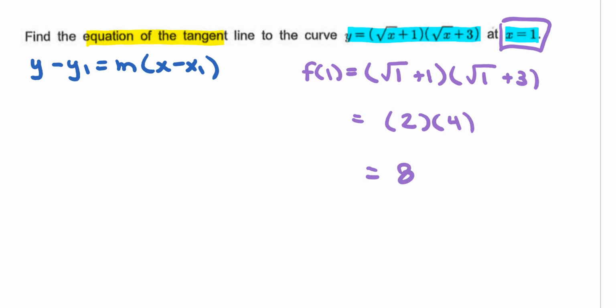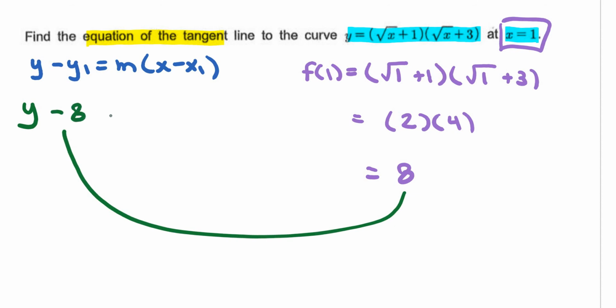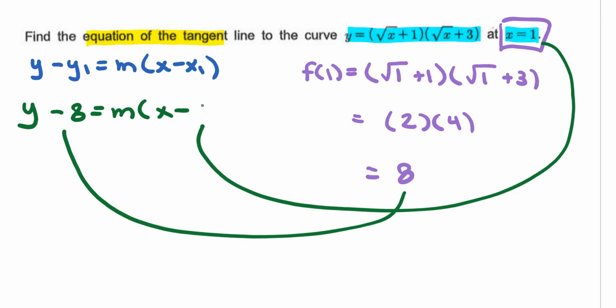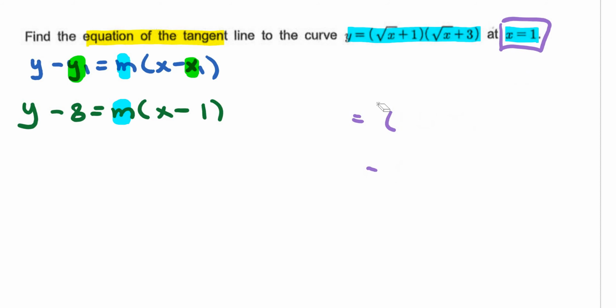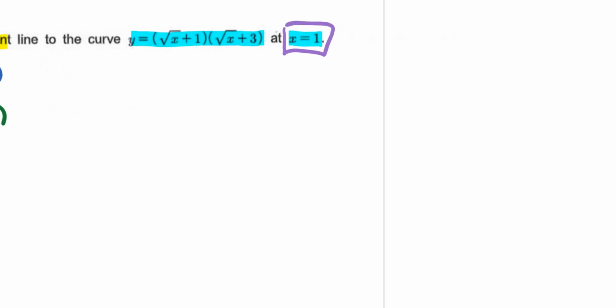Okay, so going back to my equation of the tangent lines, this will be y minus 8 equals m bracket x minus, and this 1 will be over here, so x minus 1. Okay, so there's the first part of the equation of the tangent line, finding the values of y1 and x1, and then I need to find the value of m. All right, so the derivative value at x equals 1. Okay, in order to do that, I need to find the derivative of my original problem here.